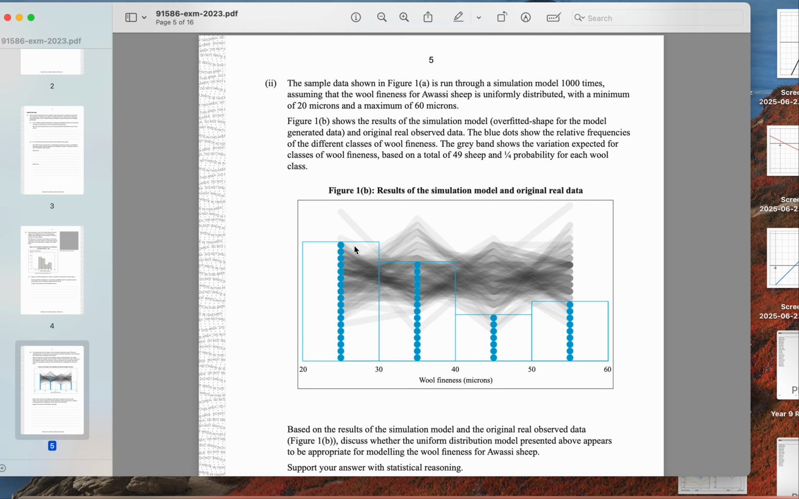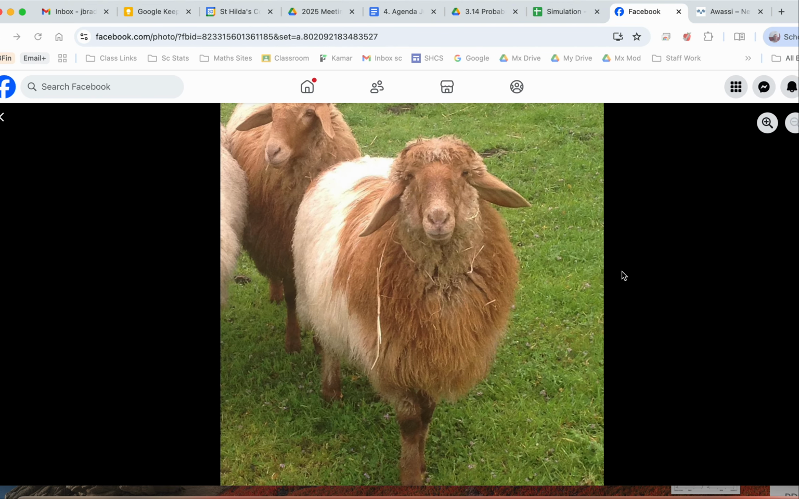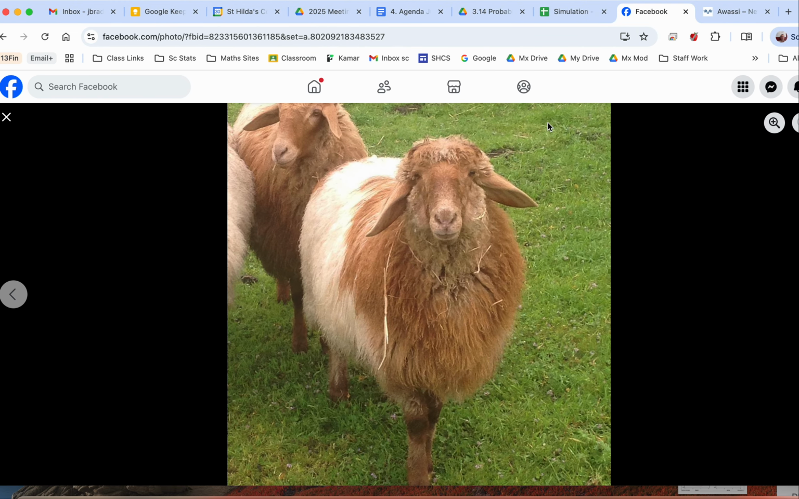The sample isn't uniform exactly, because a uniform sample would be the same all the way across. So the question really is, allowing for randomization, can we live with that amount of difference? That's what it comes down to. So to get a bit of background, I've approached it that way. First of all, there's a picture of a sheep. That's the right breed. They're quite a strong wool sheep.